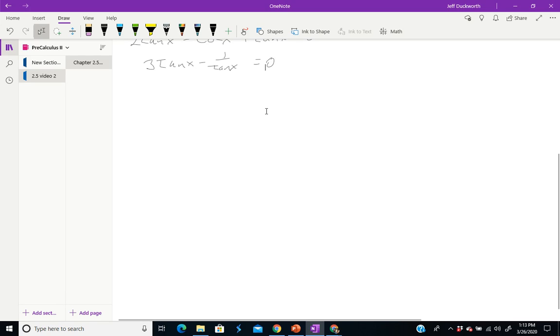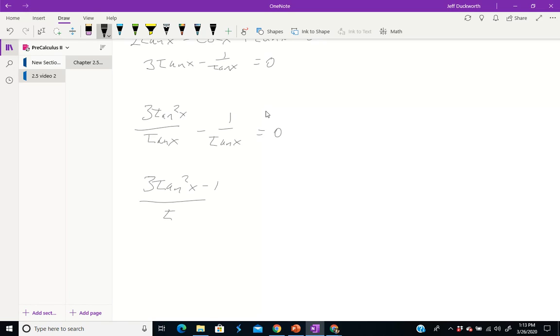I can multiply the 3 tangent of x by tangent of x over tangent of x, so I can get a common denominator. So I have 3 tangent squared over tangent minus 1 over tangent. Again, because I can't just add fractions without a common denominator. Now my common denominator is tangent of x. So then when I add the numerators together, I get 3 tangent squared minus 1 all over tangent.